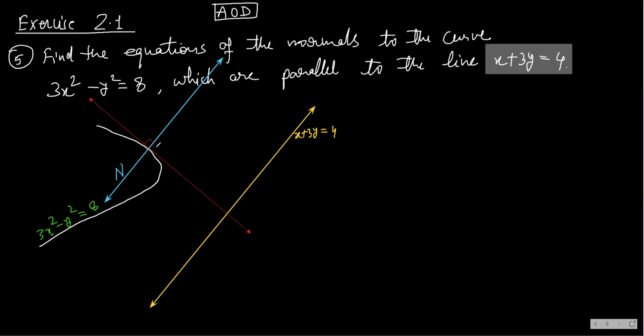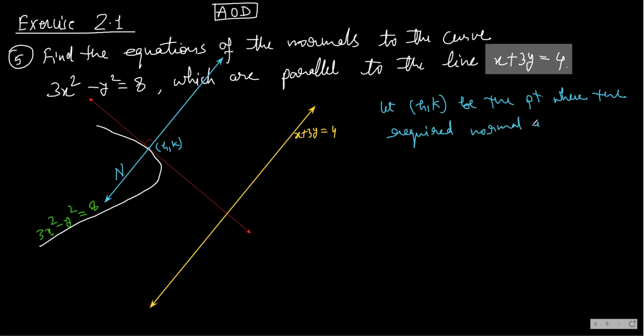So what I do here, students, is write this point as h comma k. See how I begin my solution. I write: let h comma k be the point where the required normal is on the curve. Okay, so this point is h comma k.